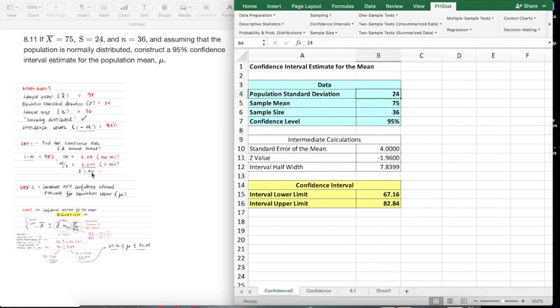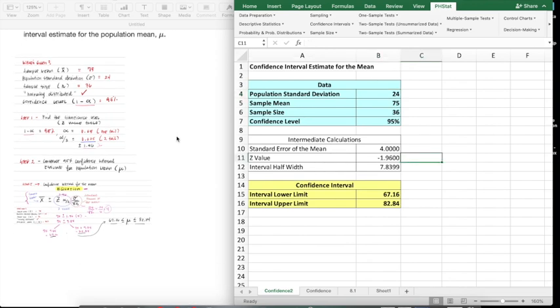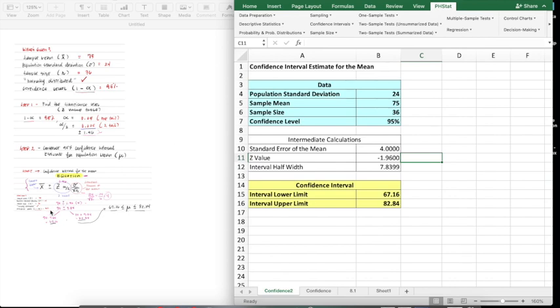Now let's double check our work and see if we actually got it right. The z value, if you look at the PHStat, and from what we calculated is 1.96, and that's correct. And then our lower and upper limit is 67.16 and 82.84. And if you look to the right where PHStat is, it looks like we got that right. It's really important to know how to do this by hand and then double check your work with PHStat.